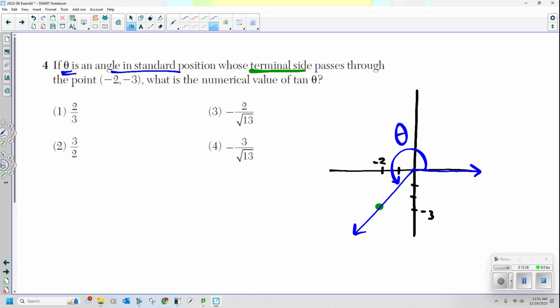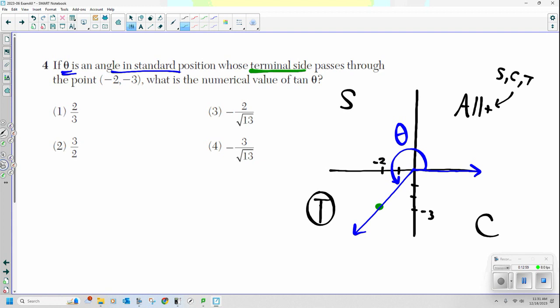They want to know what the tan is. First of all, I have 4 answers. 2 of them are positive and 2 of them are negative. I know that all students take, it's almost Christmas time, so we'll call it cookies. Tangent. The reason I write those letters is it tells me whatever trig function is positive in that quadrant. All 3, sine, cosine, and tangent, are positive in quadrant 1. In quadrant 2, only sine is positive. Cosine and tangent are negative.